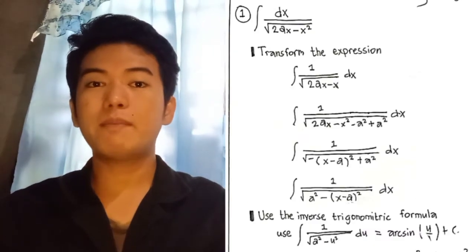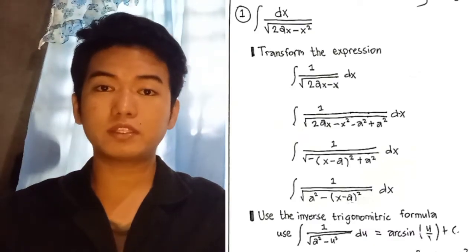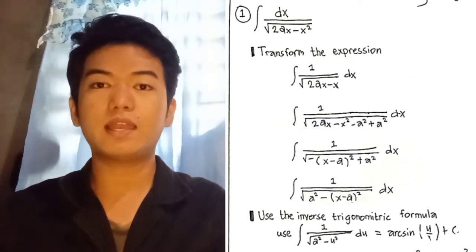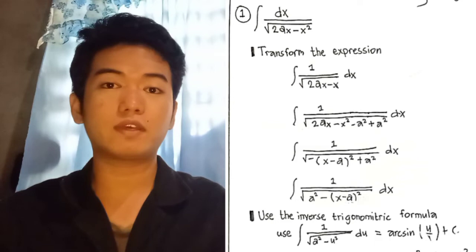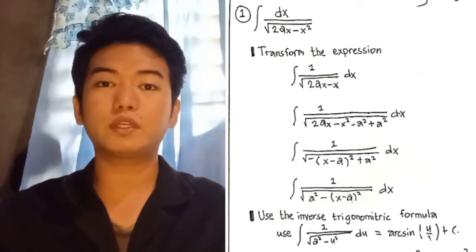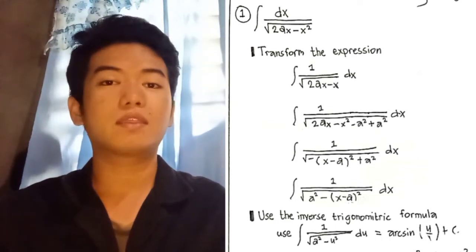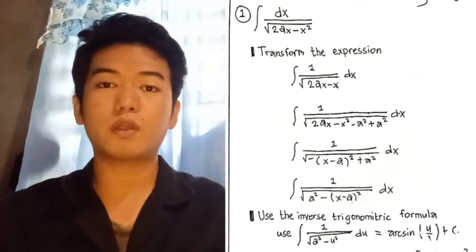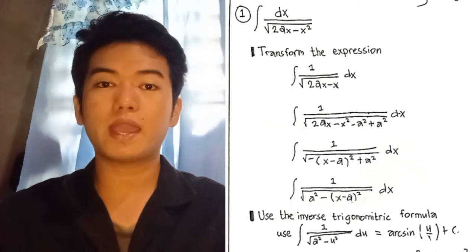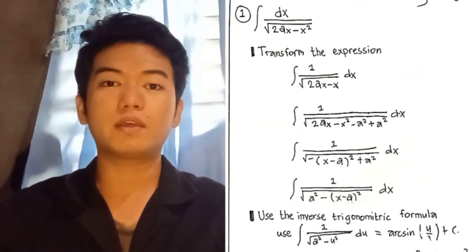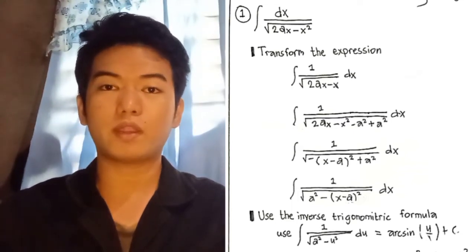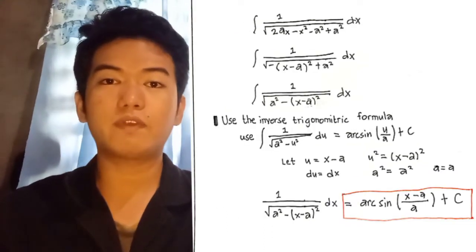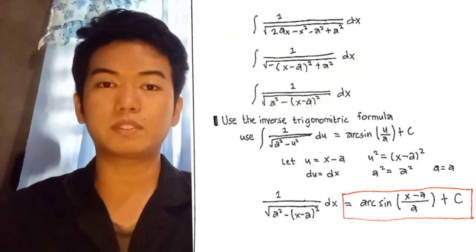Number 1. I am asked to solve the integral of dx over square root of 2ax minus x squared. Firstly, let's transform the expression to have a simpler function where the integral formula will be applied. Then, add and subtract a squared. We now have the integral of 1 over square root of 2ax minus x squared minus a squared plus a squared dx. After that, factor out the negative sign from the expression and reorder the terms.